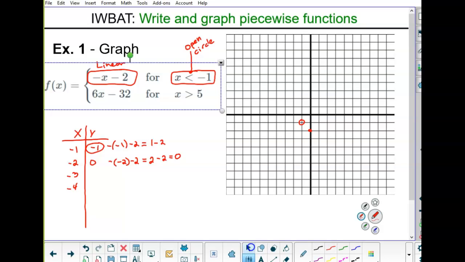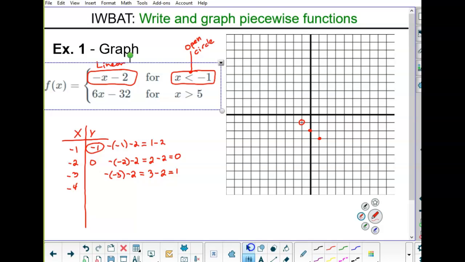And then same thing here. What if I plug in -3? I get opposite of -3 is 3. 3 minus 2 is 1. And here's where you can see the down 1 over 1 slope. Right? You can keep plotting that.